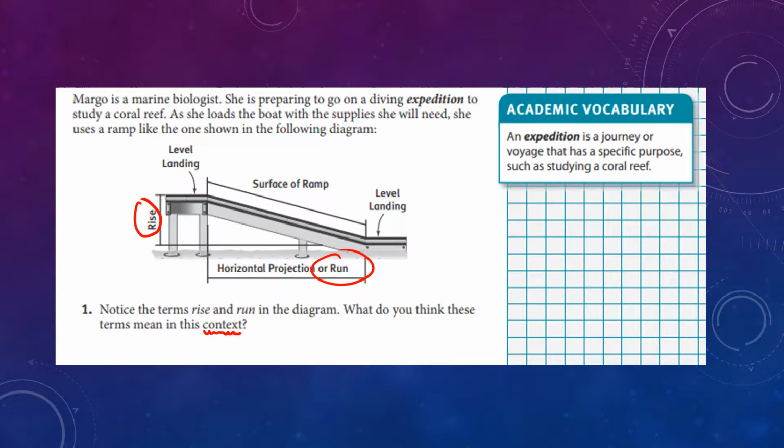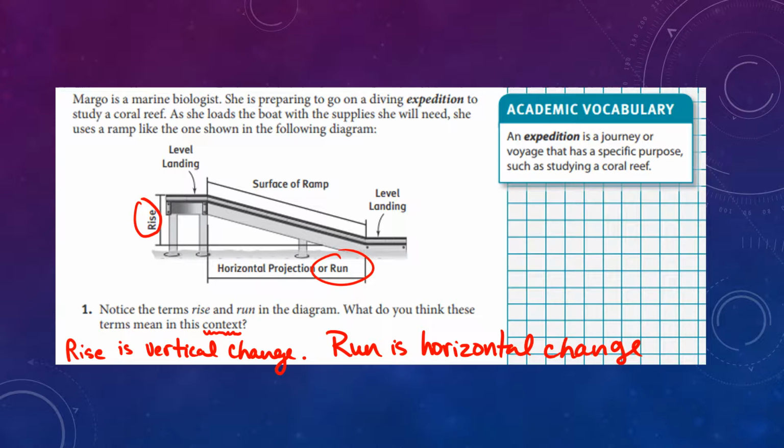So Springboard is all about context. What does the information mean in this story relative to Margot and her loading dock? You put this stuff in your own words, but rise is vertical, has to do with vertical change, something like that, and run is going to refer to horizontal change. And make sure you know the difference between vertical and horizontal. Horizontal goes that way, vertical goes that way.